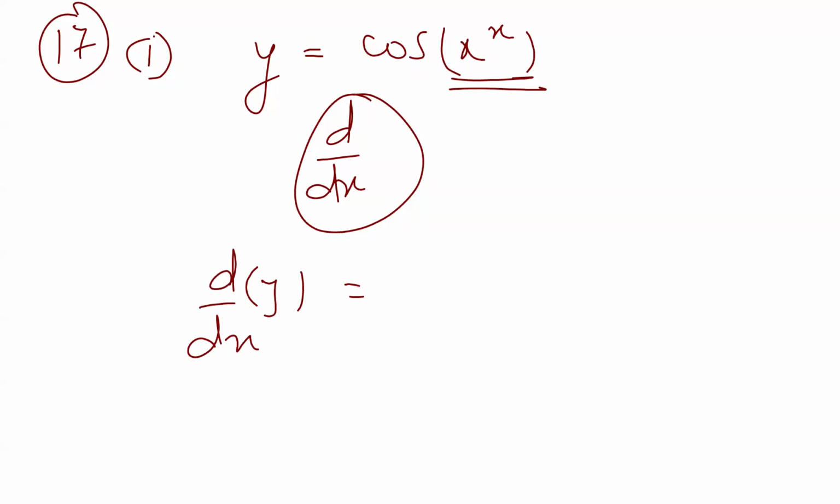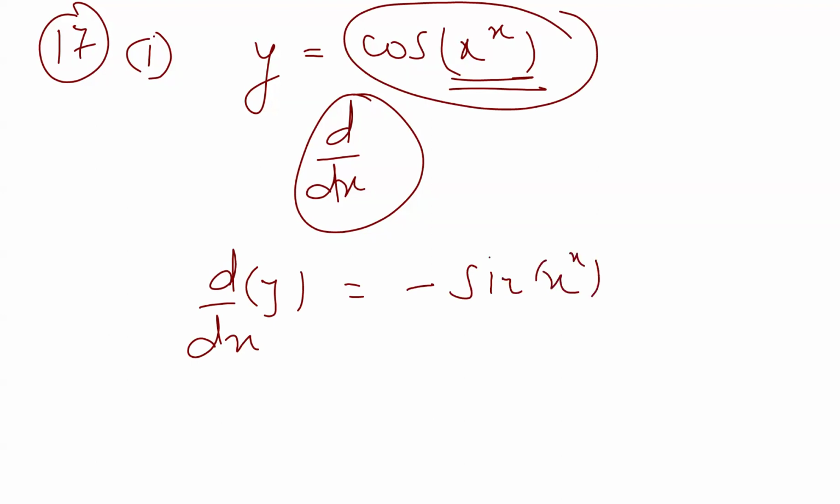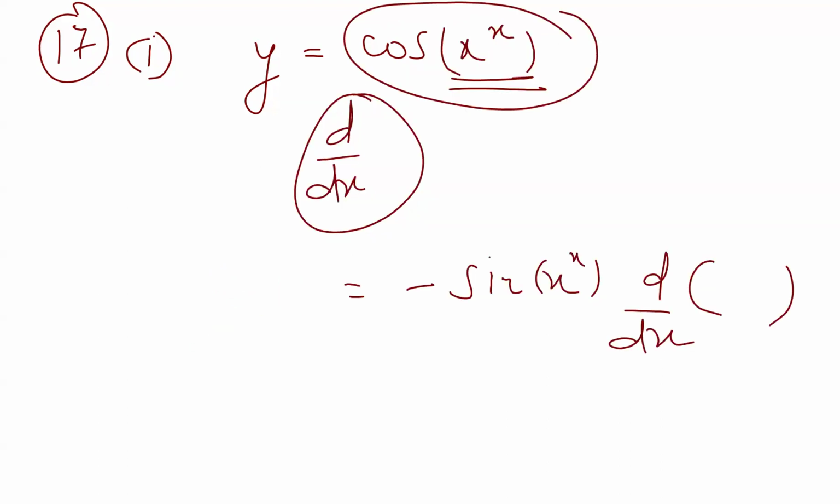Let's see. Okay, the derivative of cos is minus sine, into d by dx of, apply chain rule and tell me what should be the part of this round bracket. The left hand side will be dy by dx. What is the part of this round bracket? Come on, tell me. Correct. Some students are replying. You compare this with cos x. Your x is x raised to x. So d by dx of x raised to x.